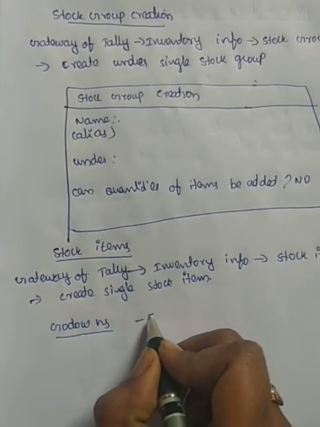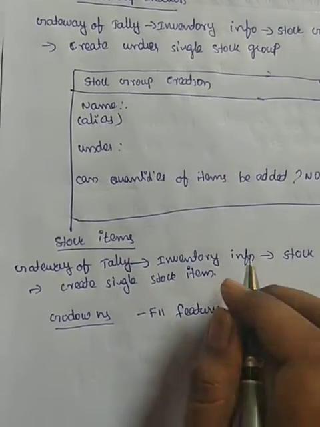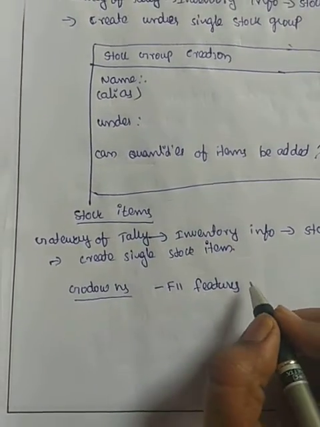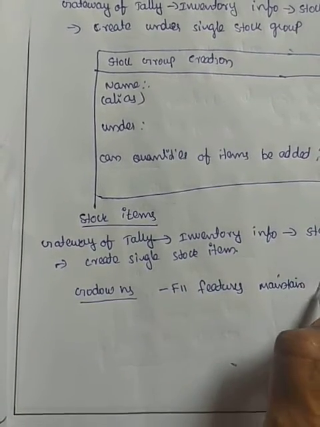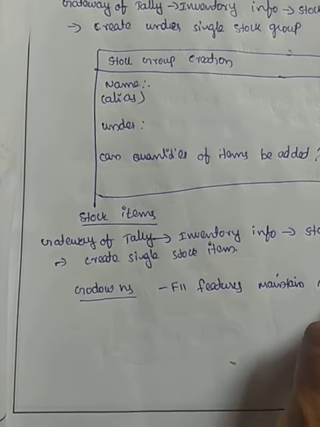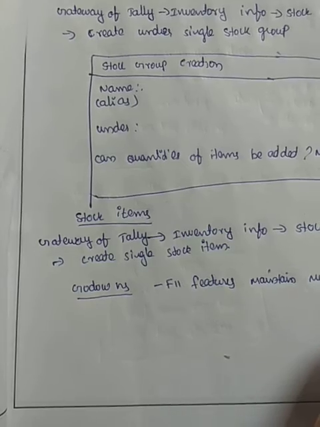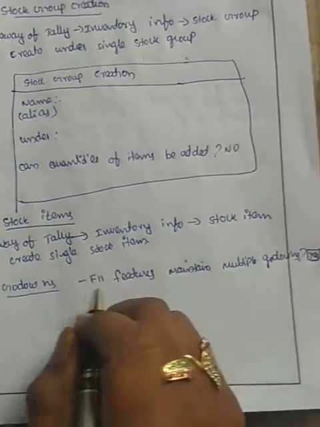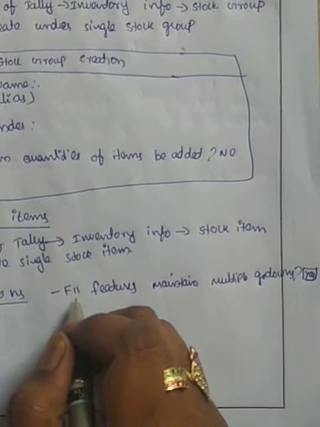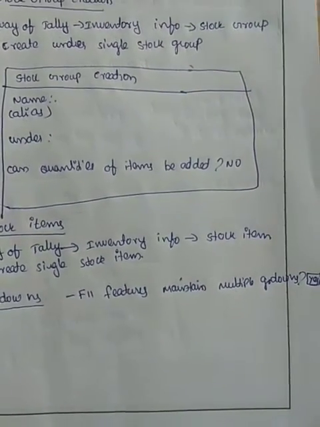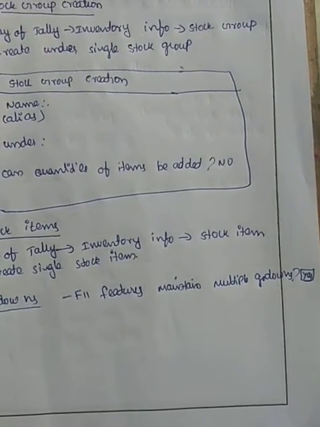Go to F11 features, then maintain multiple godowns. Maintain multiple godowns, give the yes option. Then the godowns creation screen will be opened.